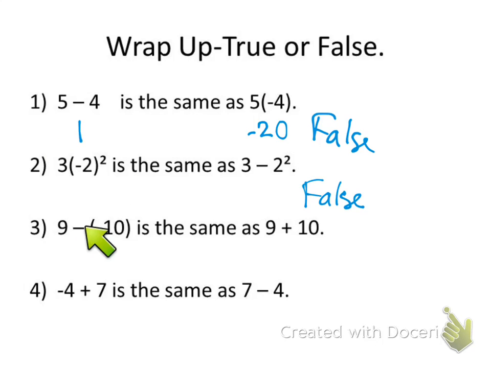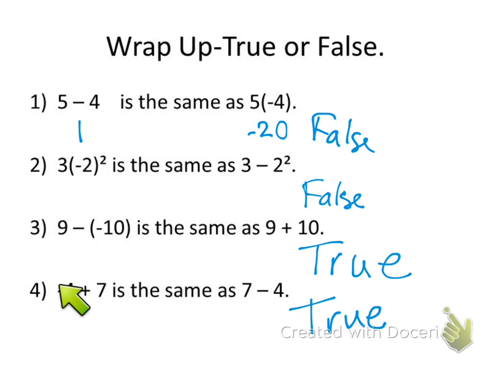Down here, 9 minus a negative 10 or 9 plus 10, are these the same thing? Yes. These are actually the same thing. Yes, minus a negative is the same thing as a plus. And then the bottom, we have negative 4 plus 7. Is that the same as 7 minus 4? True, that is the same. Adding a negative number is the same thing as subtracting that number. Any questions before your homework?